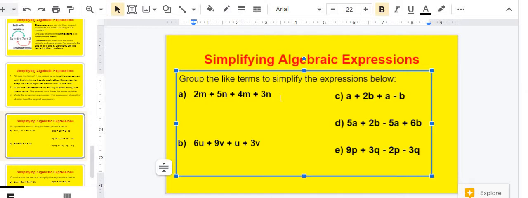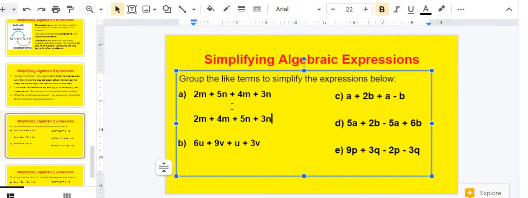The like terms, as we said, are the terms that have the same variable raised to the same power. So you'll see that 2m and 4m have the same variable. We're going to write those beside each other. Keep in mind that I keep the same sign that was in front of 4m, and I put it back in the expression when I'm rewriting my term. The next pair of like terms would be 5n and 3n. So I'm going to rewrite those two terms keeping the same sign.